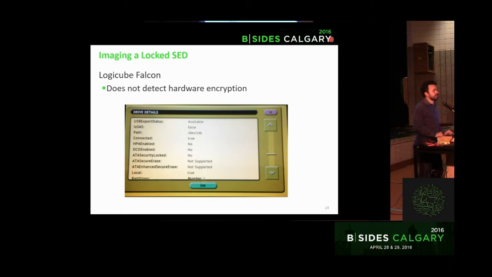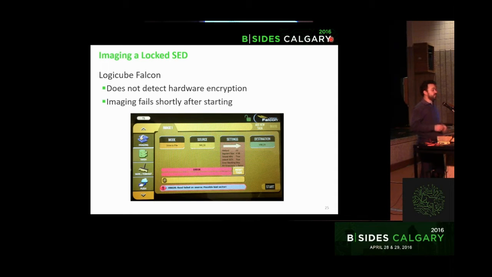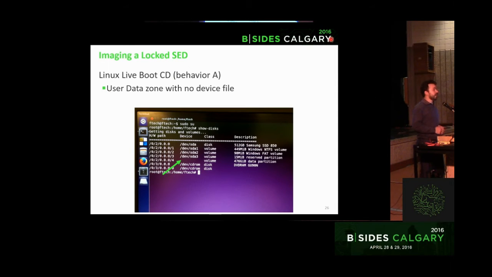The Logicube Falcon, which is another hardware device that can do imaging of hard drives, doesn't see encryption either because it also looks at the ATA security mode. But then in some cases, it fails right away after you start imaging. If you connect the drive to a Linux distribution and you're trying to do the imaging that way, this is a custom Ubuntu-based Linux imaging distribution.